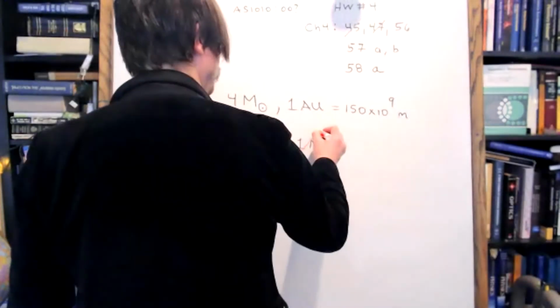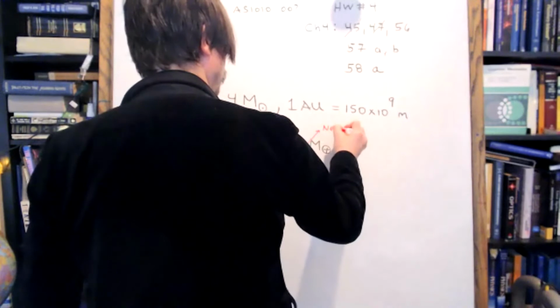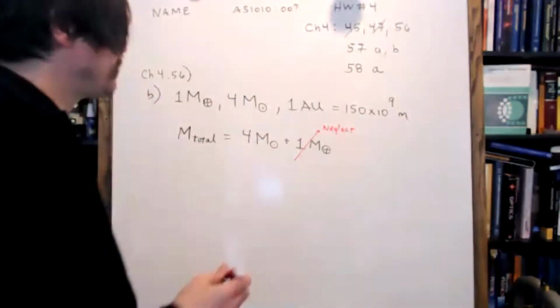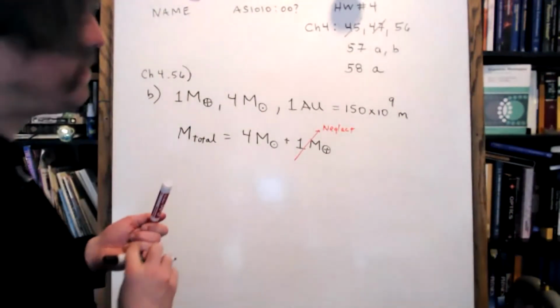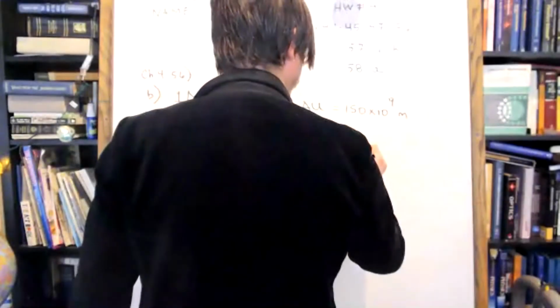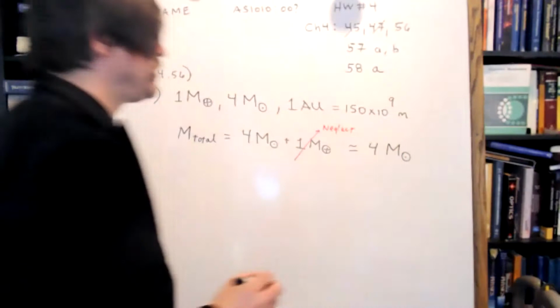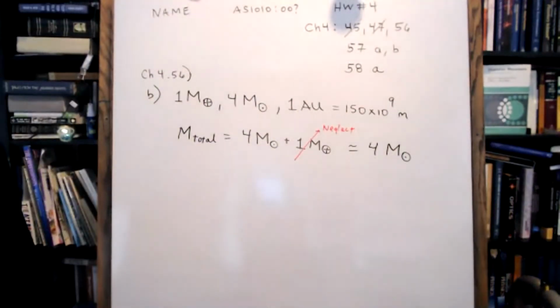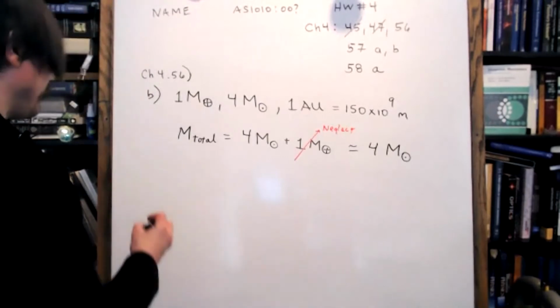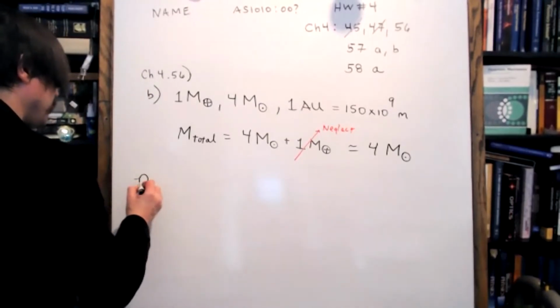We can neglect this because the mass of Earth is much smaller than 4 times the mass of the sun. And we can just say that the total mass is 4 times the sun's mass. That will speed things up greatly for us. Now we can go right to calculating the period. I'm very impressed.